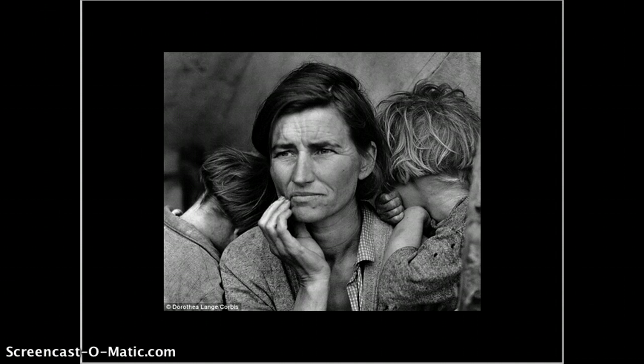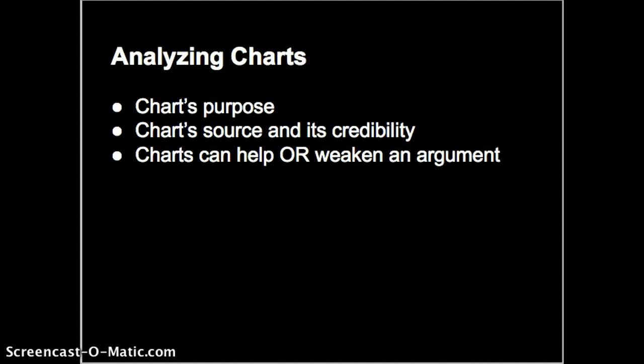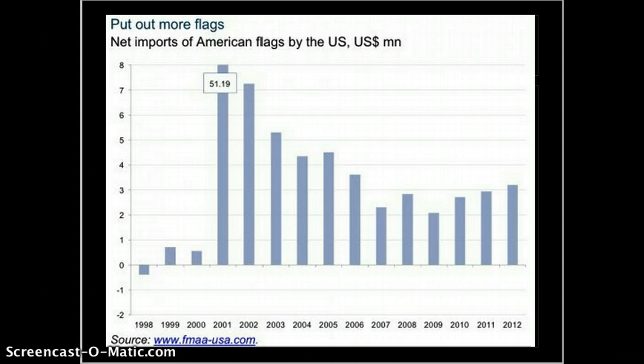It's pretty powerful. Lastly, we're going to talk about analyzing charts. You need to consider the chart's purpose, consider the chart's source and the source's credibility, and recognize that charts can help an argument or it can weaken it. Okay, so let's look at one. I think this is interesting. It says put out more flags. I think someone added that on there, but the title of this is Net Imports of American Flags by the U.S.